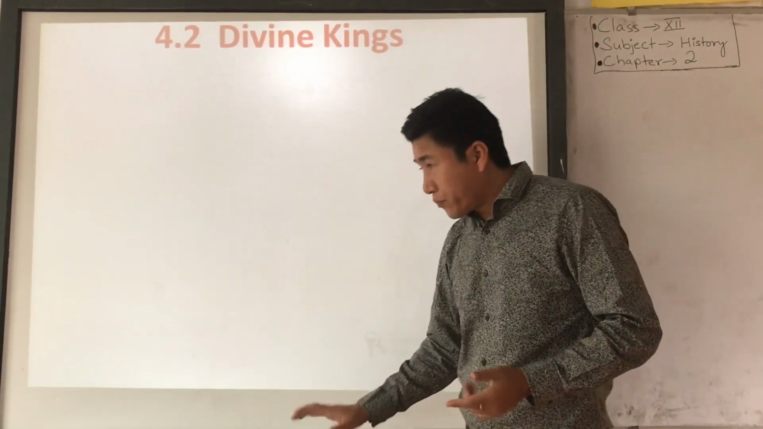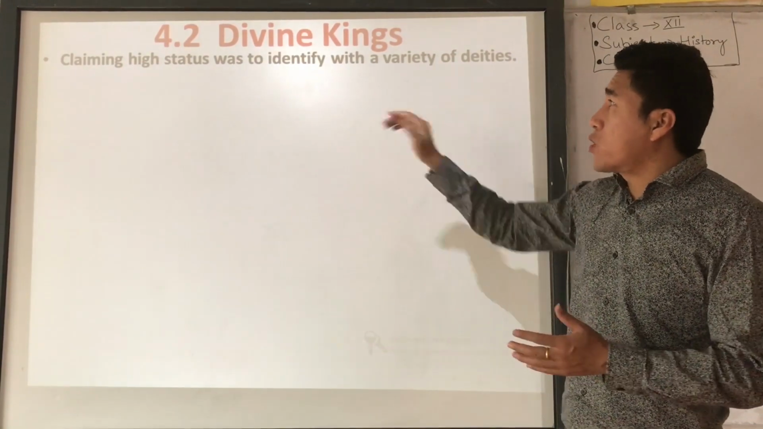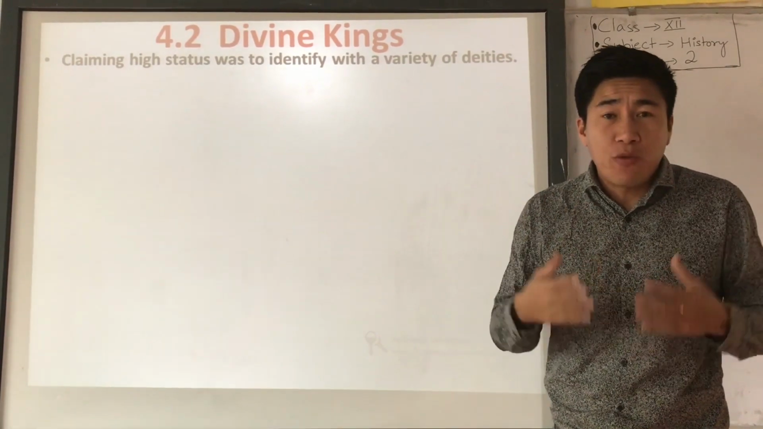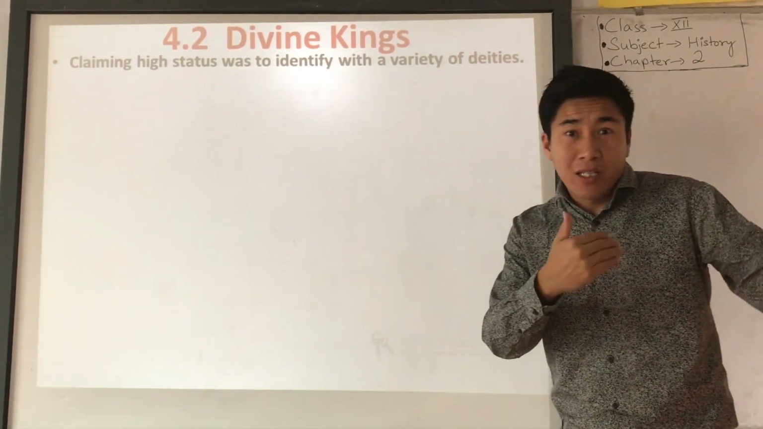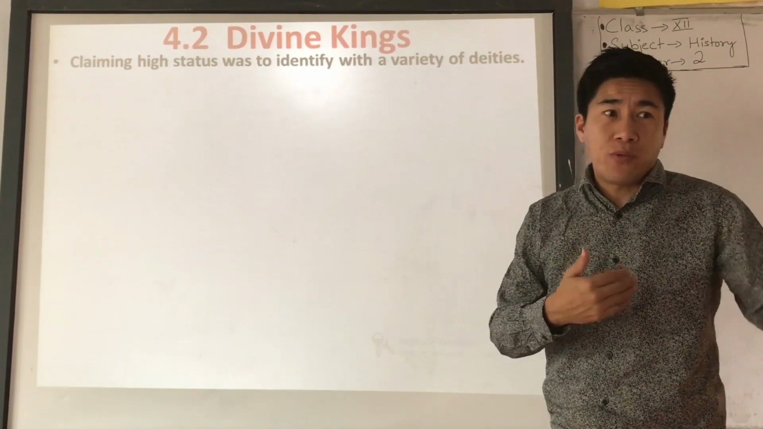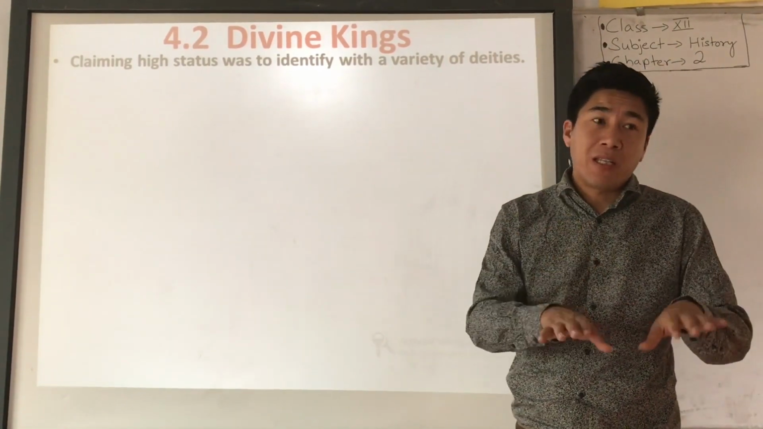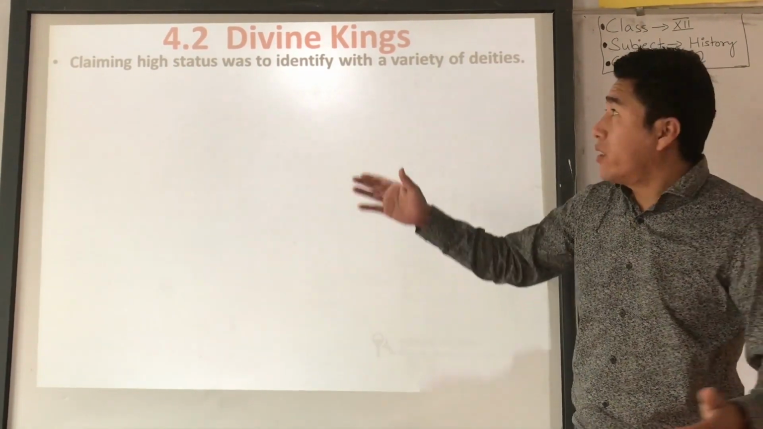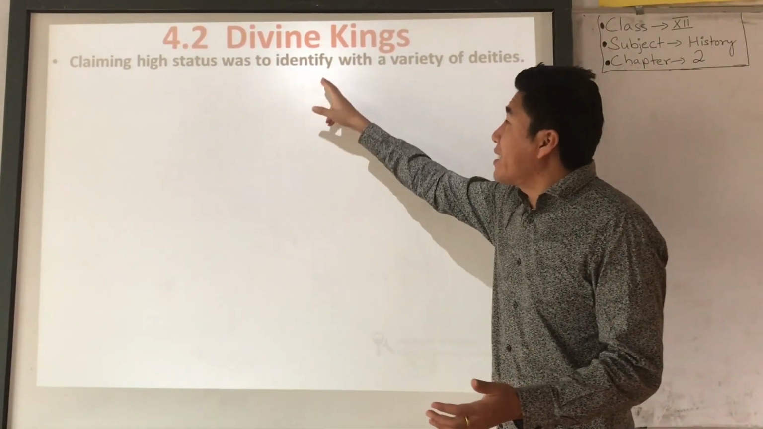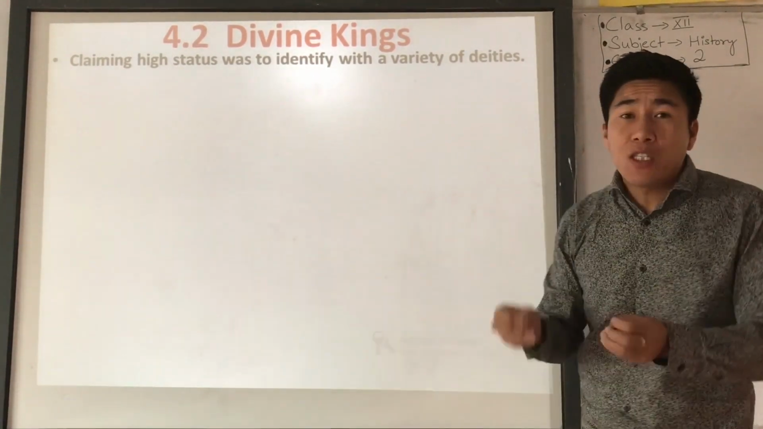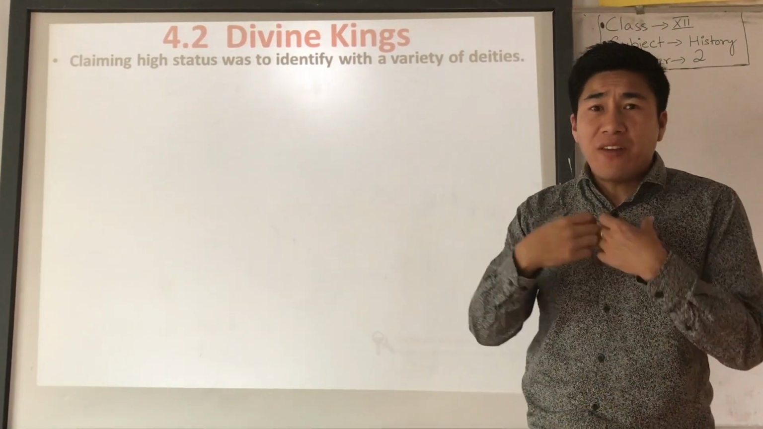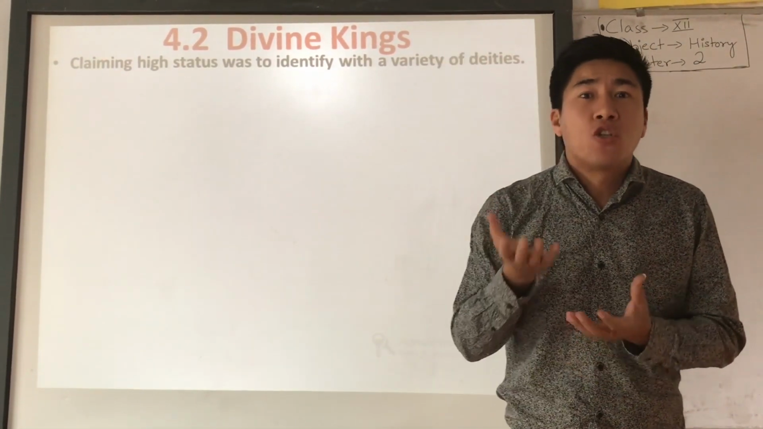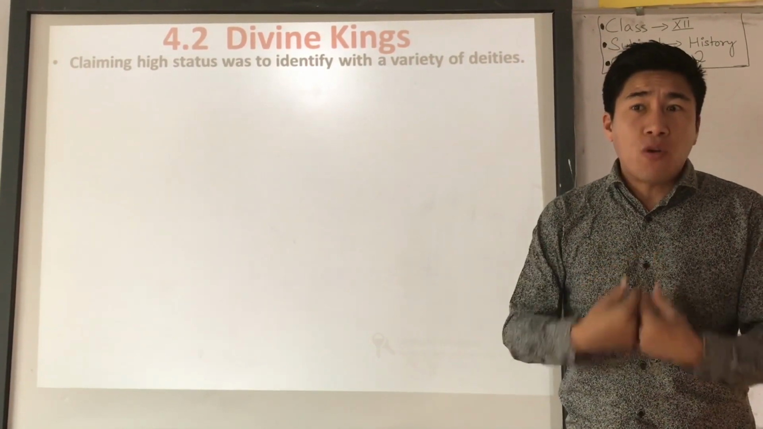Now see, claiming high status was done by identifying with a variety of deities. Yes, of course, claiming high status, right? They try to make themselves very high compared to the other social categories, with the people. The king himself tries to make a social category between them, a segregation. And how do they do it? Because they identify with various deities. Deity means gods and goddesses. They compare or identify themselves as gods and goddesses and try to gain a high status in society so that people will follow or respect them.